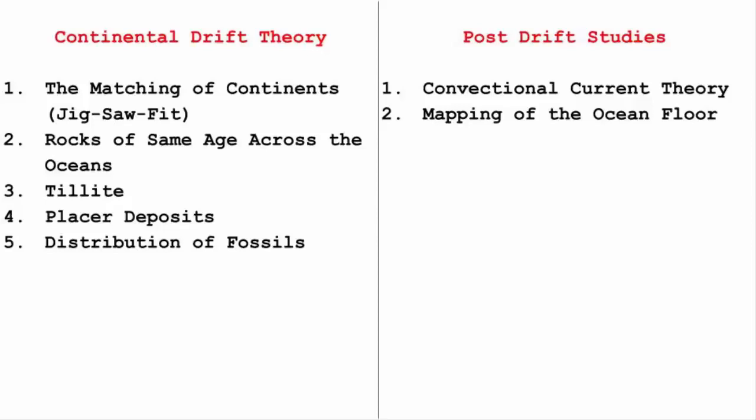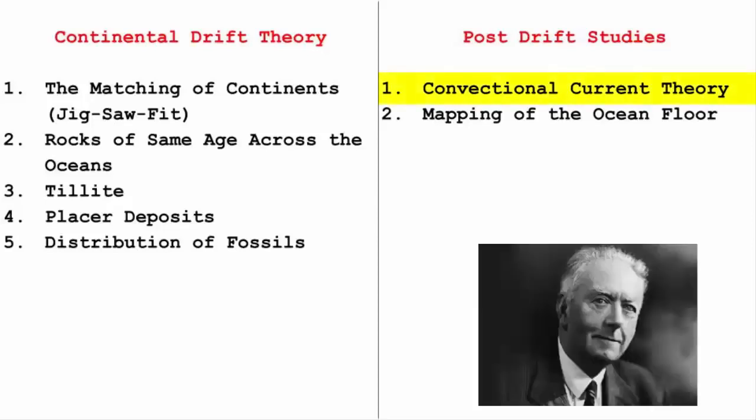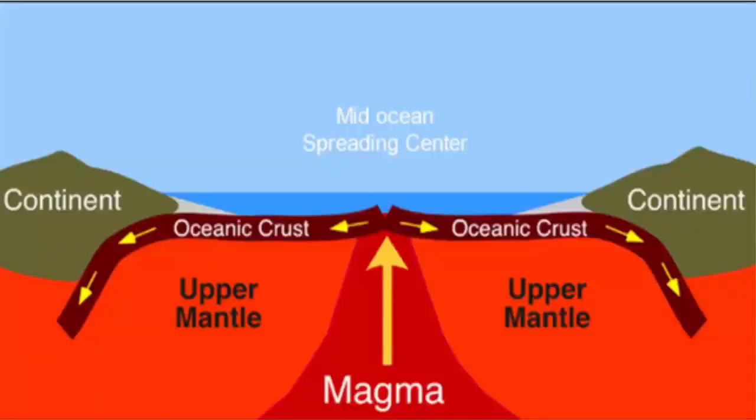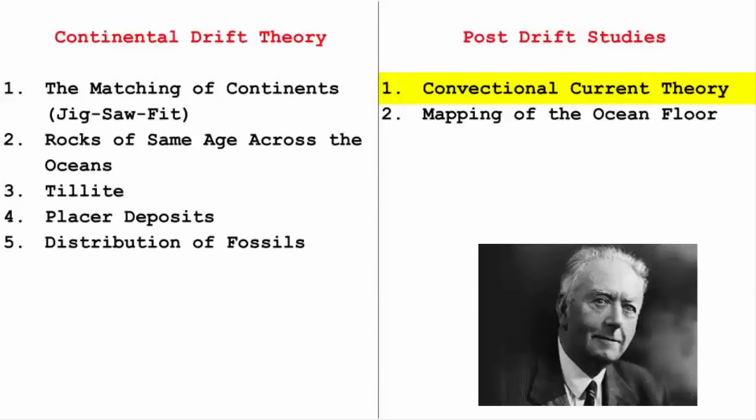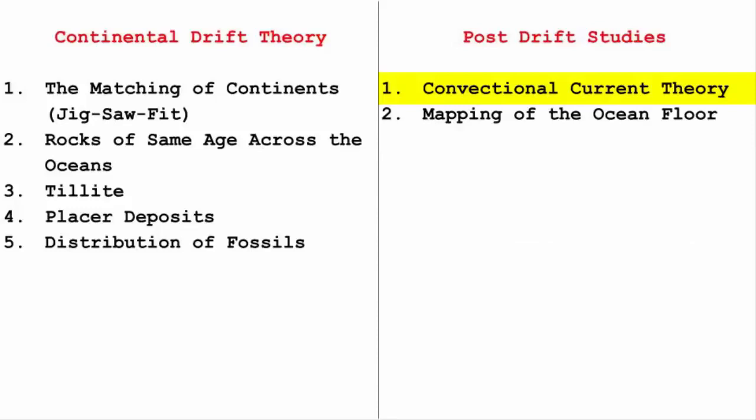So in the post-drift studies, the scientists felt, hey, why don't we do some comprehensive study by mapping the ocean floor? And that led to the convectional current theory, where Arthur Holmes said it is because of the magma present in the mantle which is causing the ocean floor to expand. Since the oceanic crust is thinner than the continental crust, it is easy for the magma to come out from the ocean bed, and that's why the mid-oceanic ridges give a solid proof about this theory.